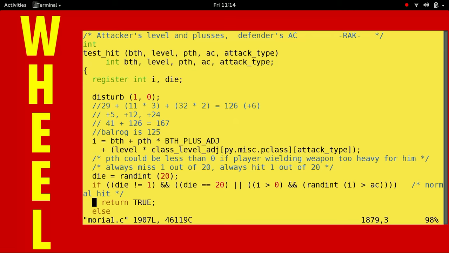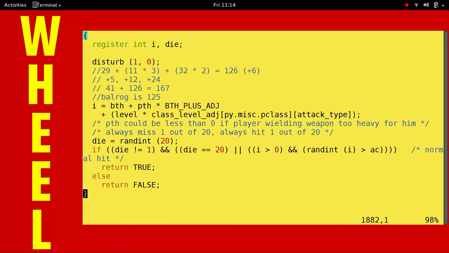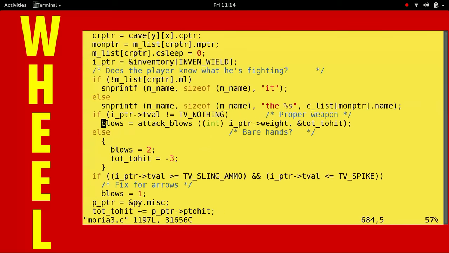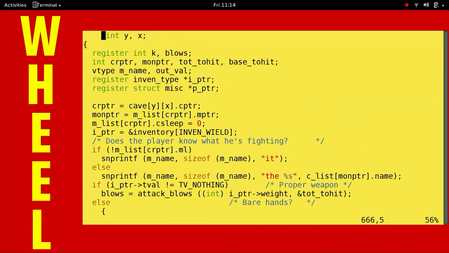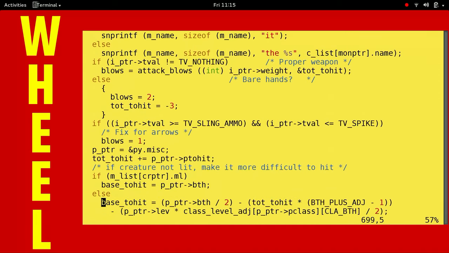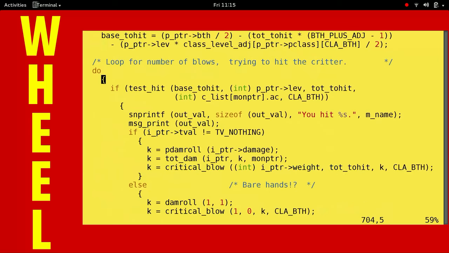Let's see. One more thing before I go. It's back to that Moria 3 PY attack. I'm lost. There we go. Loop for each number of blows. We really needed that. We really totally needed that.